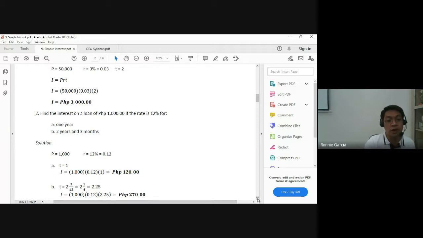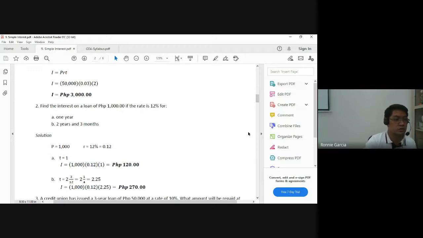Since there are 12 months in a year, you divide 3 by 12, to get the fraction or decimal, the part of the year. So in other words, 3 months is equal to 1/4 year or 0.25. So you may use 2.25 in solving. Substitute into PRT: you have 1,000 times 0.12 times, this time, 2.25. So the correct answer is 270 pesos.